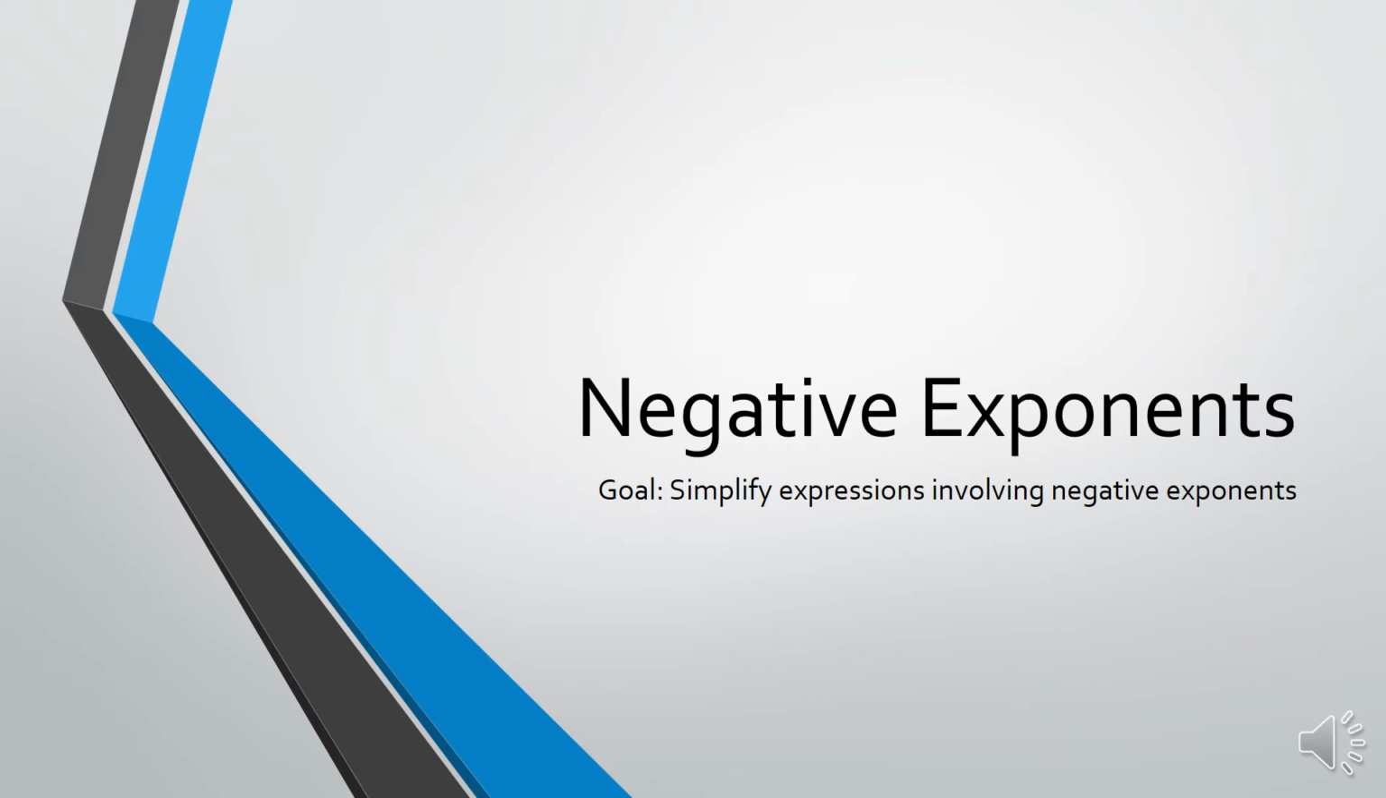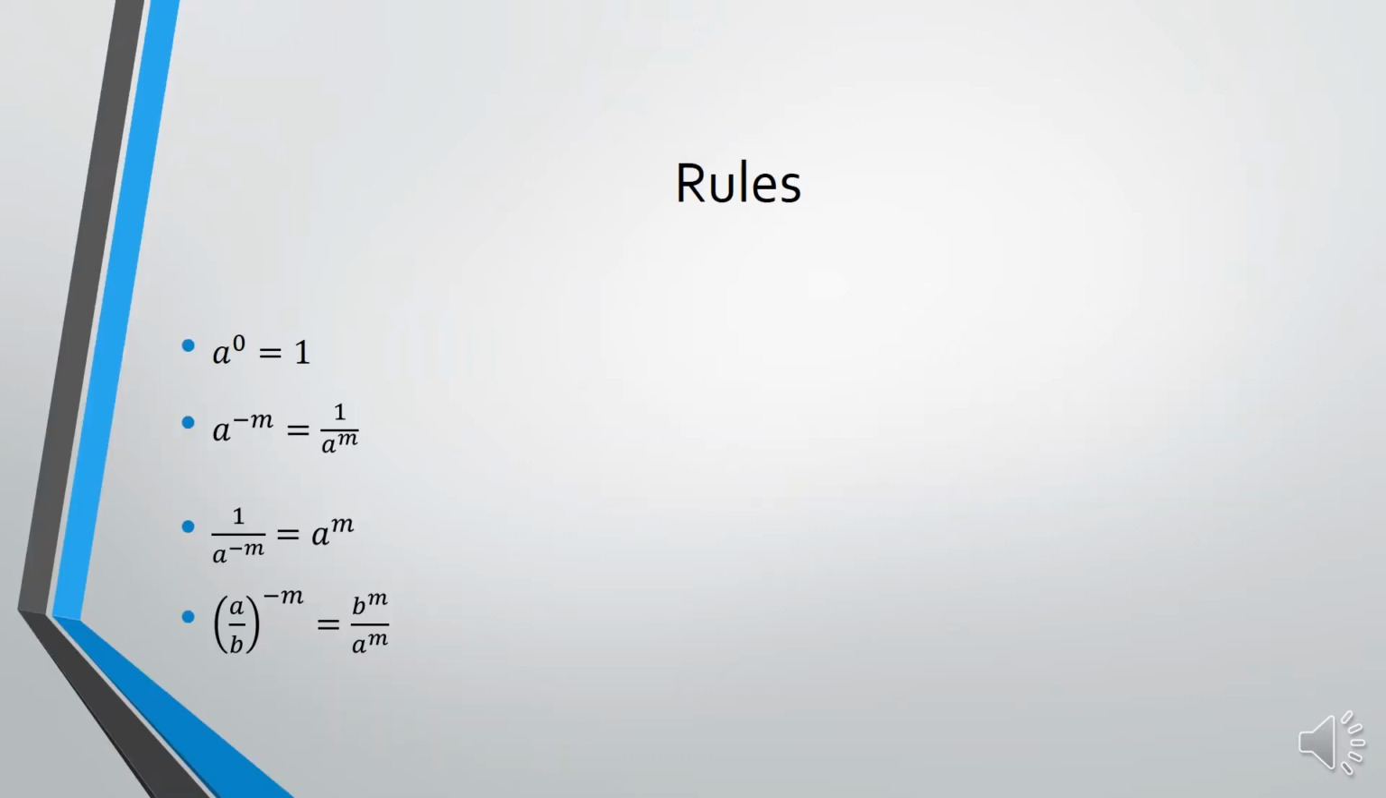The next topic is going to be negative exponents. So the goal here is to simplify expressions involving these negative exponents, with the idea being that our end goal is going to be polynomials. So some rules about exponents in addition to the ones we've already done.